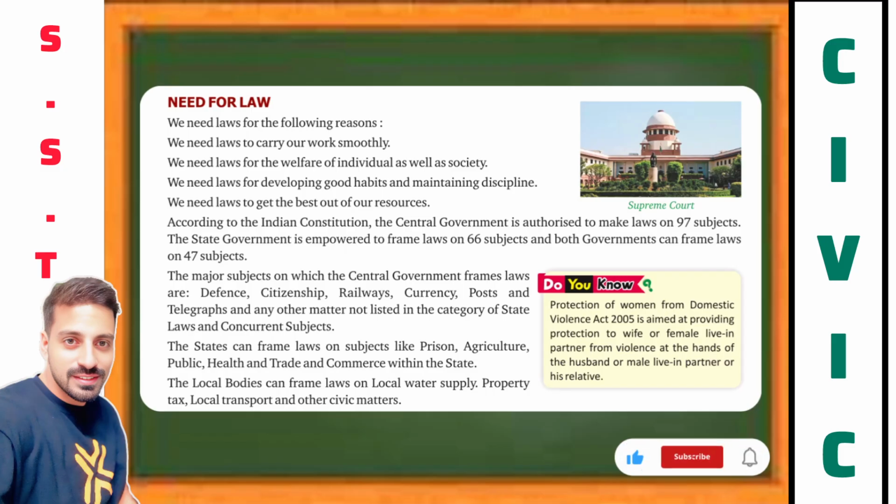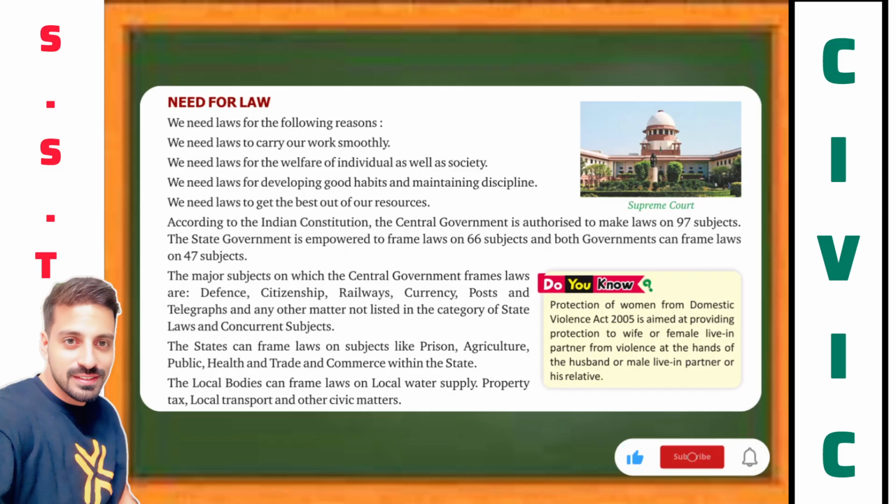According to the Indian Constitution, the central government is authorized to make laws on 97 subjects. The state government is empowered to frame laws on 66 subjects and both governments can frame laws on 47 subjects. The major subjects on which the central government frames laws are defense, citizenship, railways, currency, post and telegraphs, and any other matter not listed in the category of state laws or concurrent subjects.